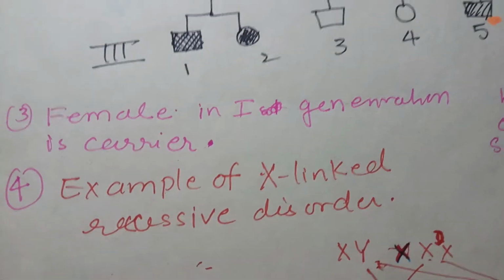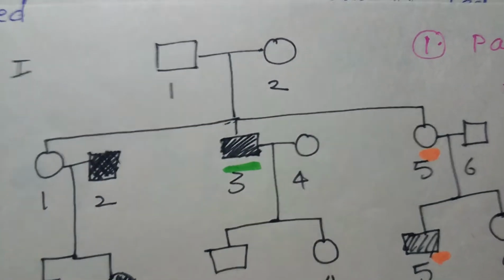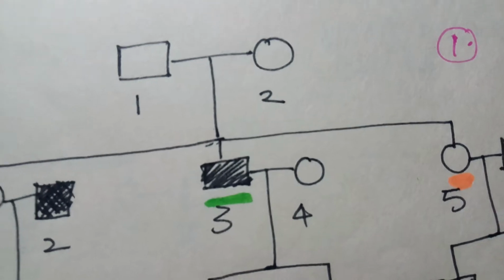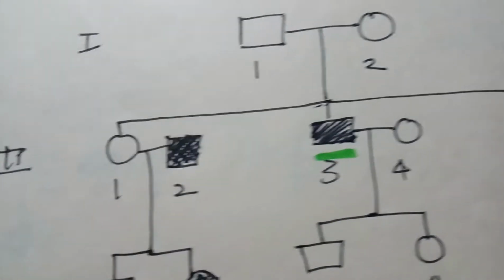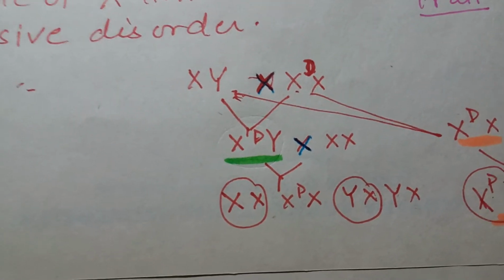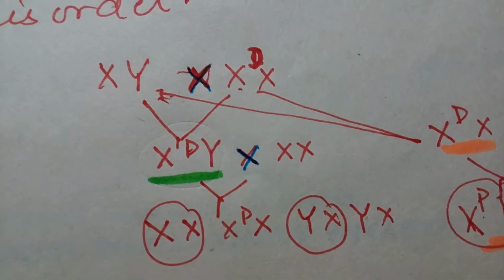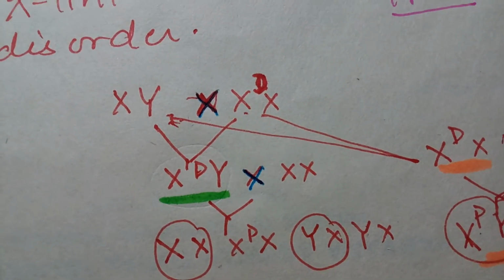Now you can conclude the genotypes. For example, if you look at this particular one, 3, 4 of the second generation. Suppose the male is normal and the female is a carrier. Okay, so if you produce the cross, then what will happen?